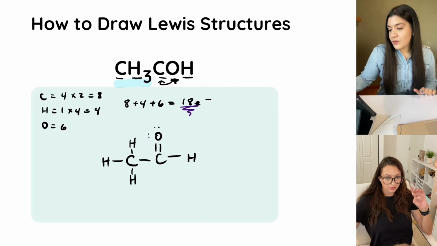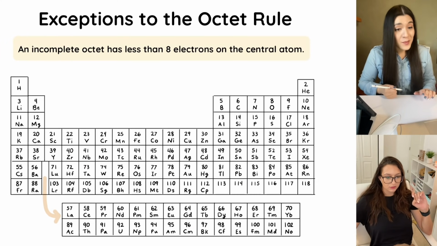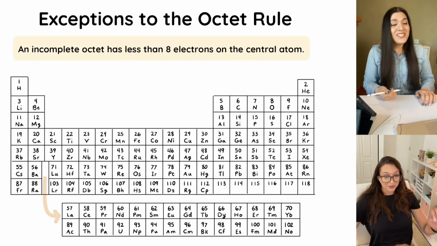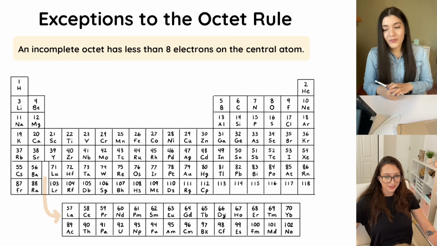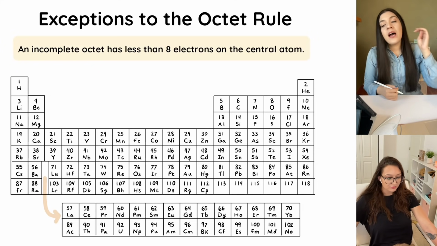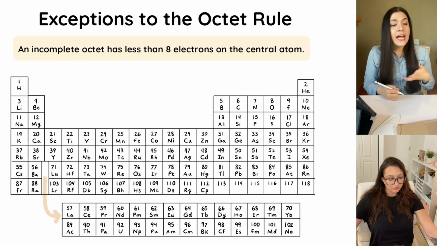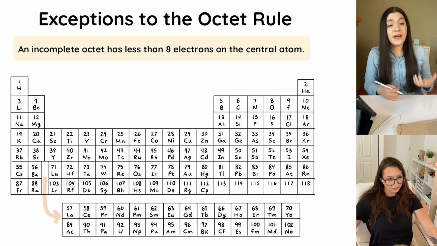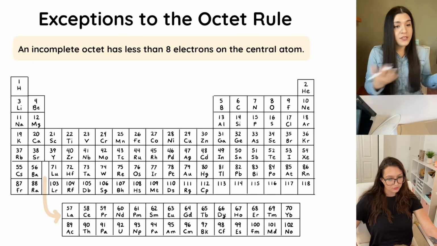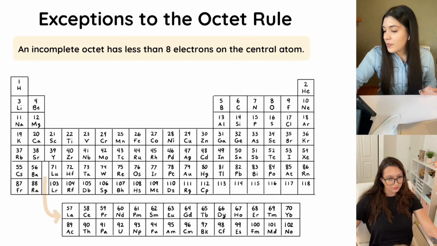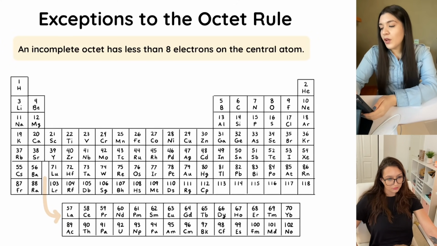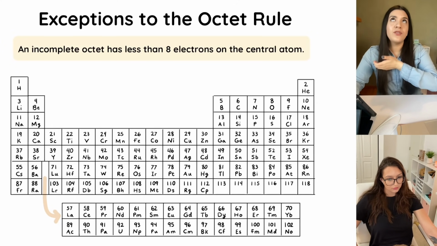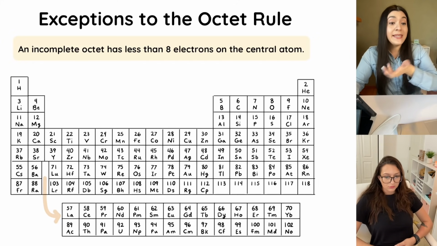Okay, cool. And there are exceptions, of course. I know, but luckily these aren't that terrible. There are going to be 2 main exceptions to the octet rule. We could have an incomplete octet, meaning there are fewer than 8 valence electrons on the central atom. And I'll tell you how you can easily tell. The ones that will have an incomplete octet are basically the atoms that don't have 4 valence electrons to begin with.